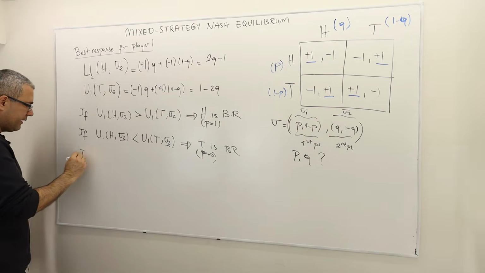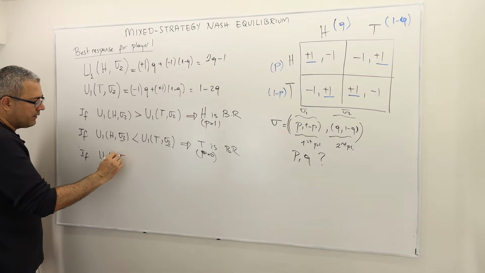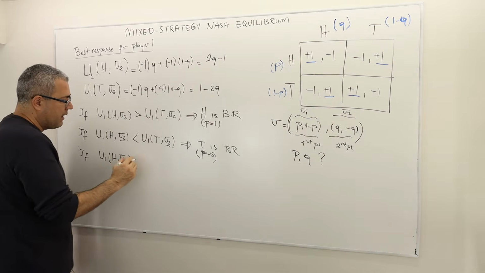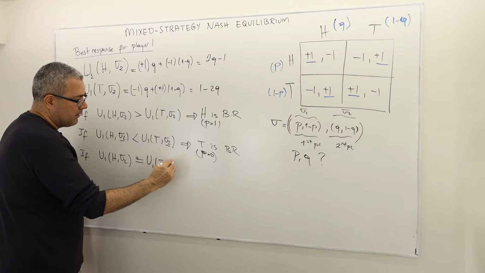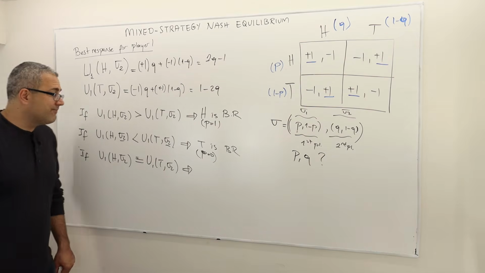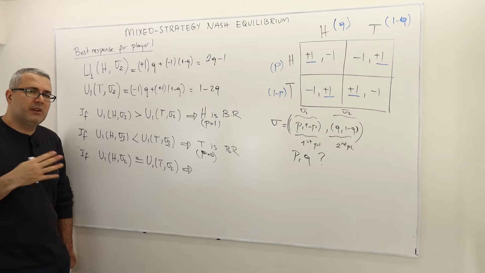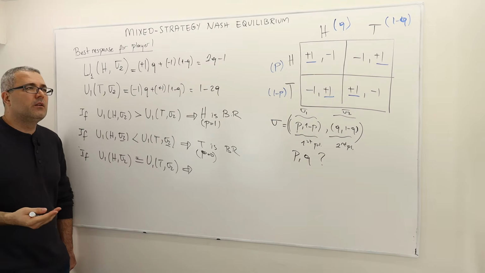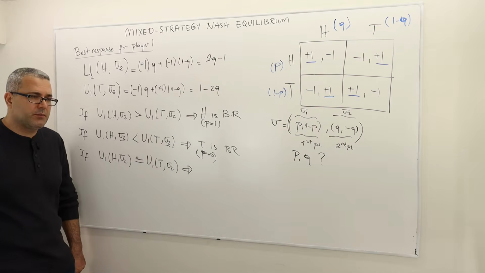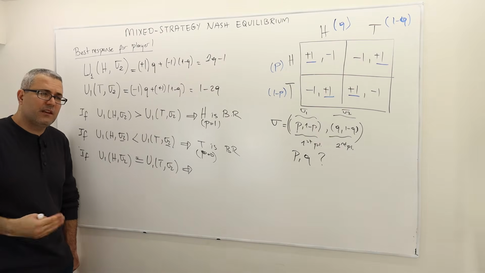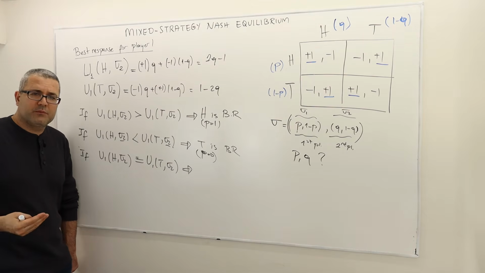Well, what if there's another possible scenario? The expected payoff of head is equal to the expected payoff of tail. In this case, player 1 gets exactly the same payoff between playing head and tail. So he can play head, so head is the best response. He can play tail, tail is the best response, because they both give exactly the same payoff. But you know what? Any combination of head and tail is also a best response.